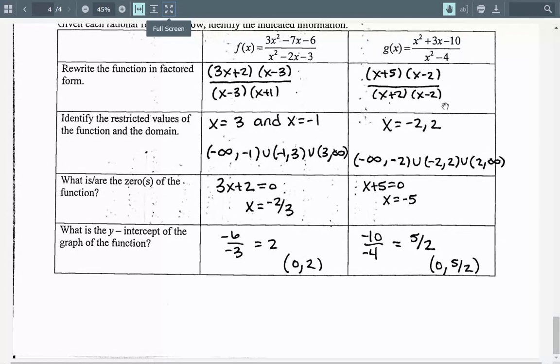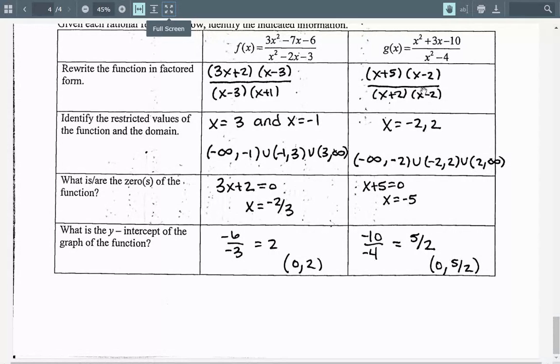For g of x, we factor. We set the denominator equal to 0. We get negative 2 and 2. So our domain includes everything from negative infinity to infinity, except for negative 2 and positive 2, and we write that thusly.